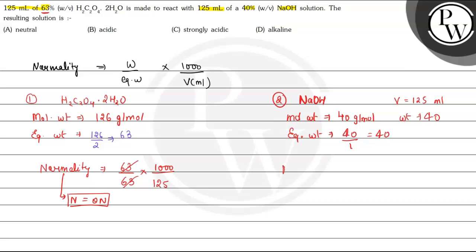Okay, so normality is equal to 40 weight upon equivalent weight, that is also 40, into 1000 upon 125. On solving it we again have normality 8 N, so that means they both have the same normality.